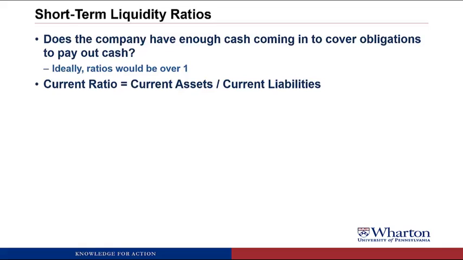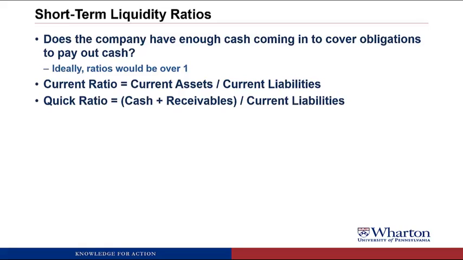One drawback to this ratio is, as we know, not all current assets turn into cash. Some of them are things like prepaid rent, which never turn into cash. Some are inventory, which take a longer time to turn into cash. So there's another ratio called the quick ratio, which is just cash plus receivables divided by current liabilities. Much more conservative ratio, saying do you have enough assets that are either cash or going to turn into cash very quickly to cover your current liabilities.